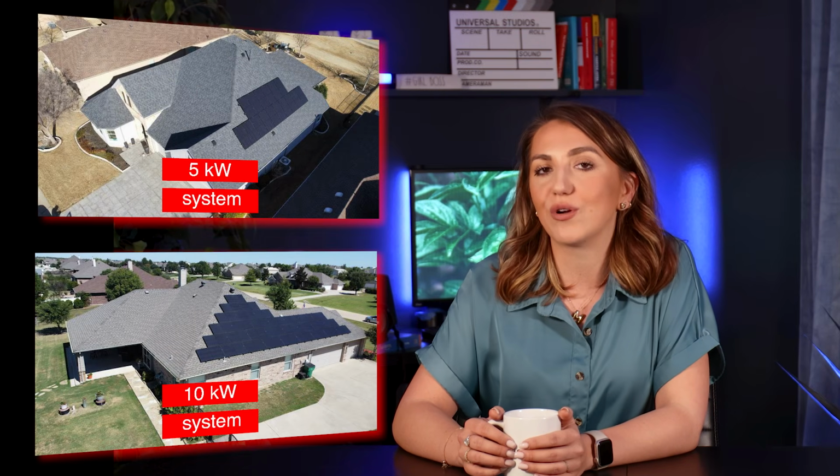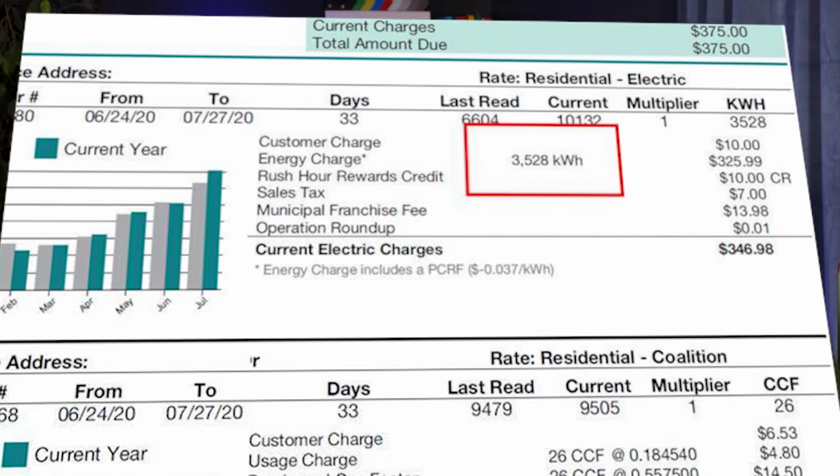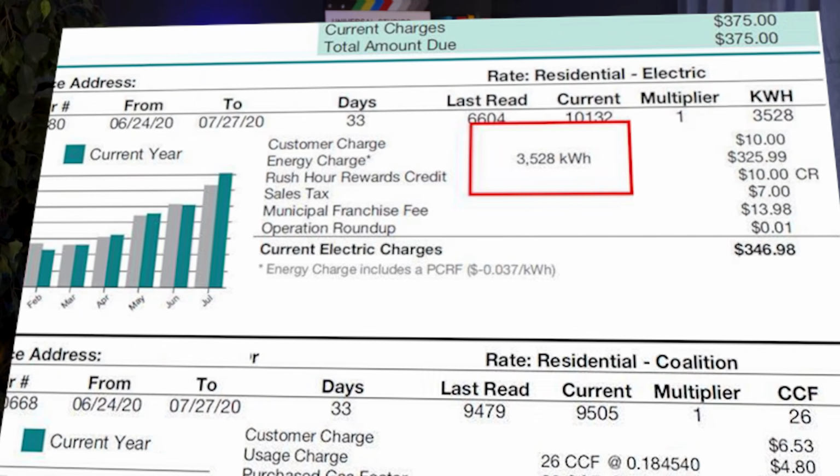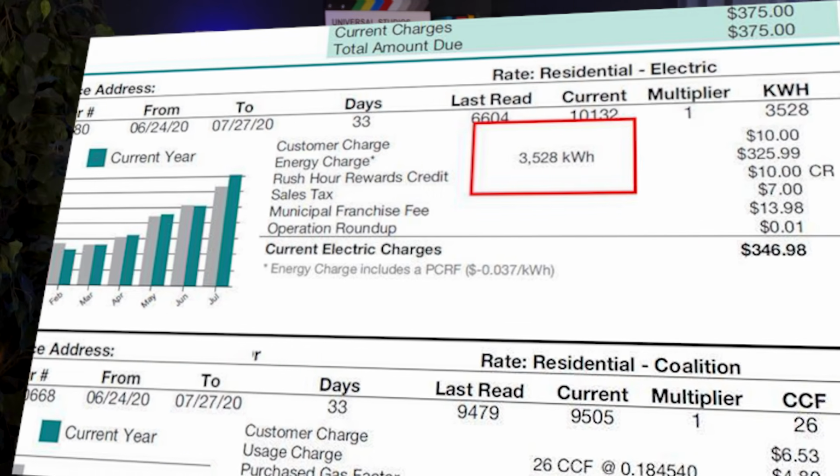Now let's apply this to your solar panels. When you see a 5 kilowatt solar system, that number refers to the system capacity. It's the maximum power output under ideal conditions. It's essentially the size of your solar system. A 10 kilowatt system is twice as powerful as a 5 kilowatt system. But here is the thing, your electricity bill does not show kW, it shows kWh, because your utility company charges you for the total energy you consume.